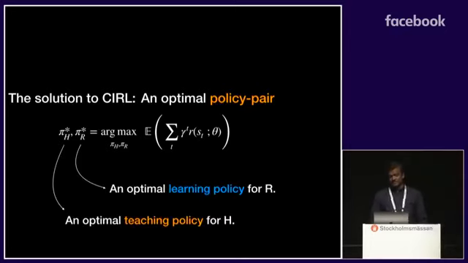We can think of this as an optimal learning policy for the robot and an optimal teaching policy for the human. Now, I'm sure you might ask, we can't tell the human exactly what to do. And we agree with that, and we're going to get to that later on in the presentation as to how this is practically implemented.